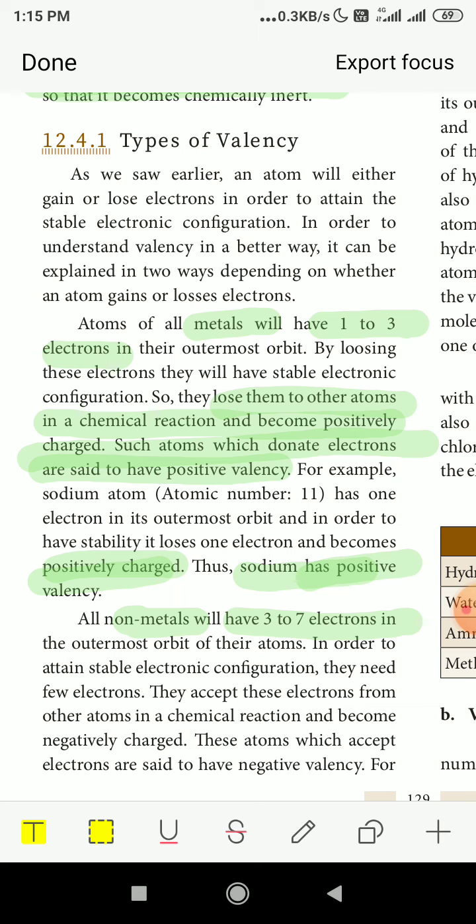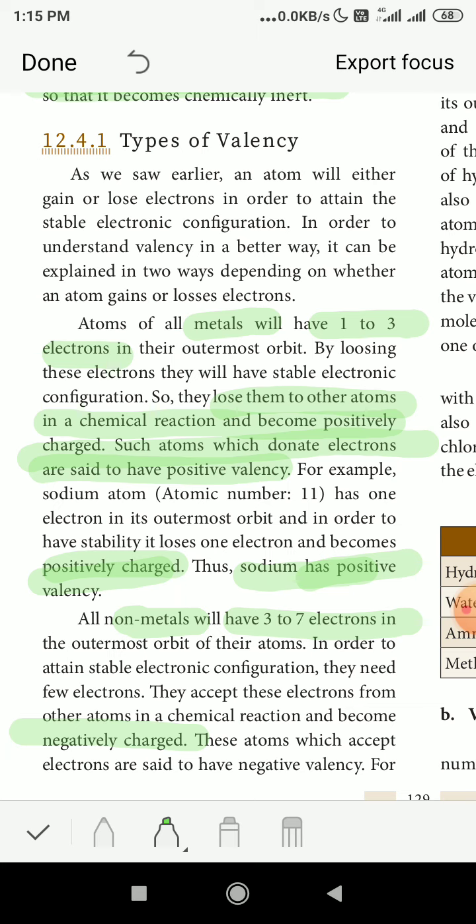In order to attain the stable electronic configuration, they need some more electrons. They accept these electrons from other atoms in a chemical reaction and become negatively charged. When they gain electrons, they become negatively charged. So non-metals are always negatively charged and metals are always positively charged. Non-metals have 3 to 7 electrons in their outermost orbit, and metals have 1 to 3 electrons in their outermost orbit.